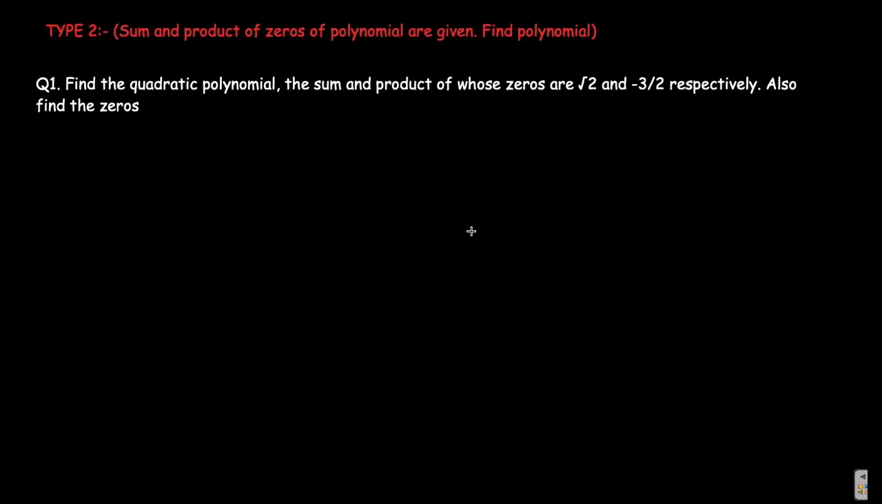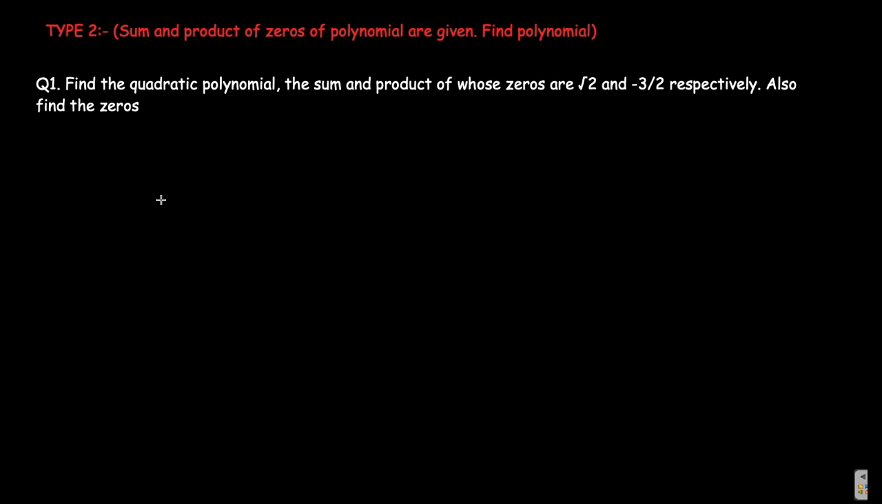Now go to type 2 math. That is, the sum and product of zeros of a polynomial are given, and we have to find the polynomial. That is, alpha plus beta and alpha beta are given, and we have to find out the exact polynomial for which alpha plus beta and alpha beta are the given terms.